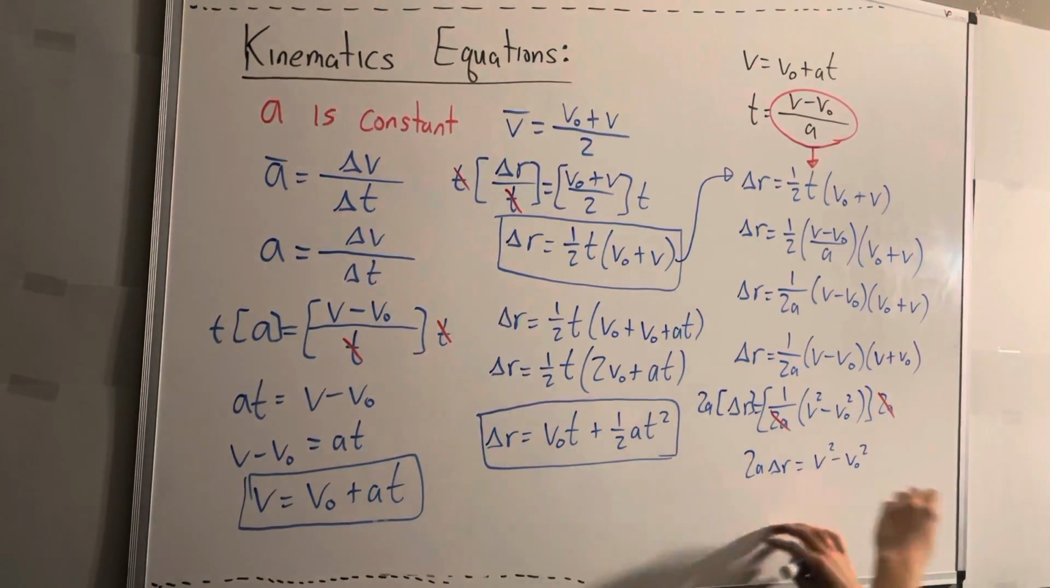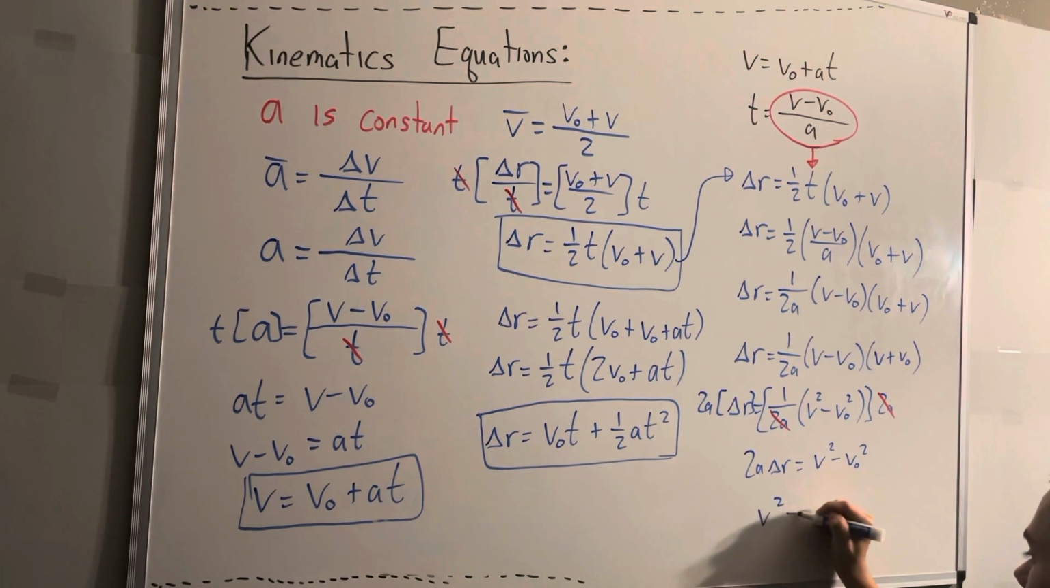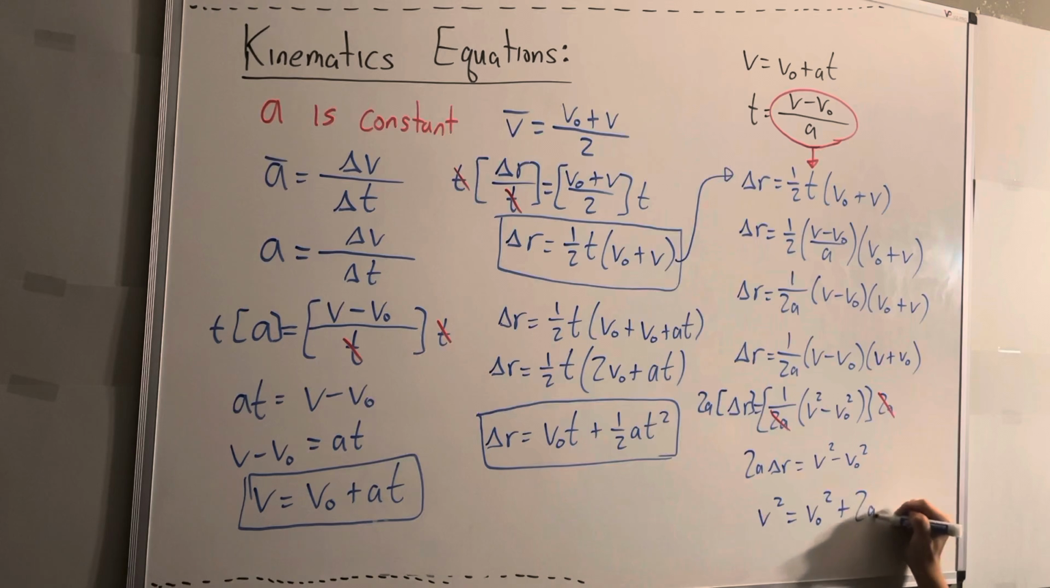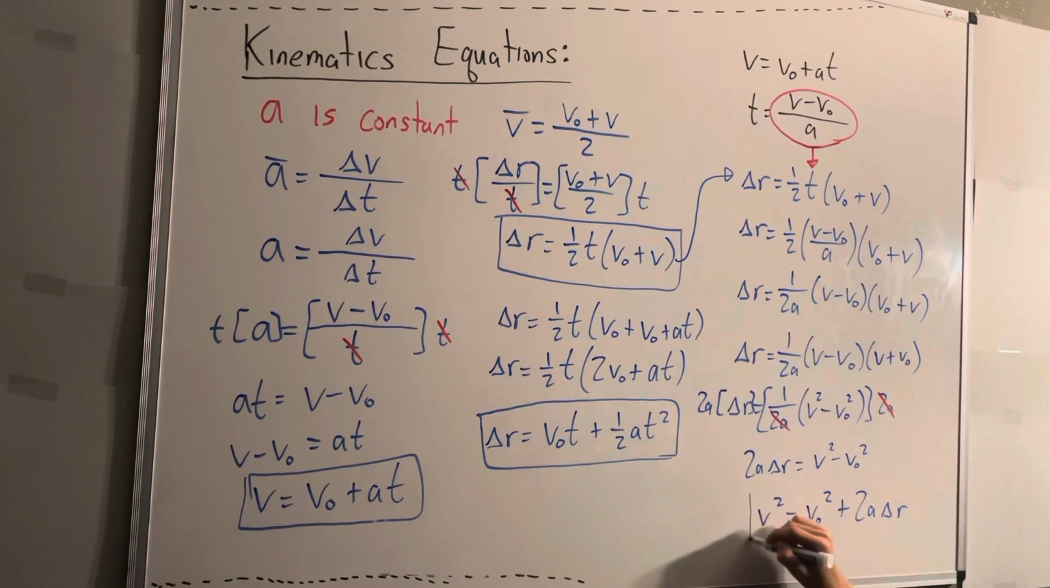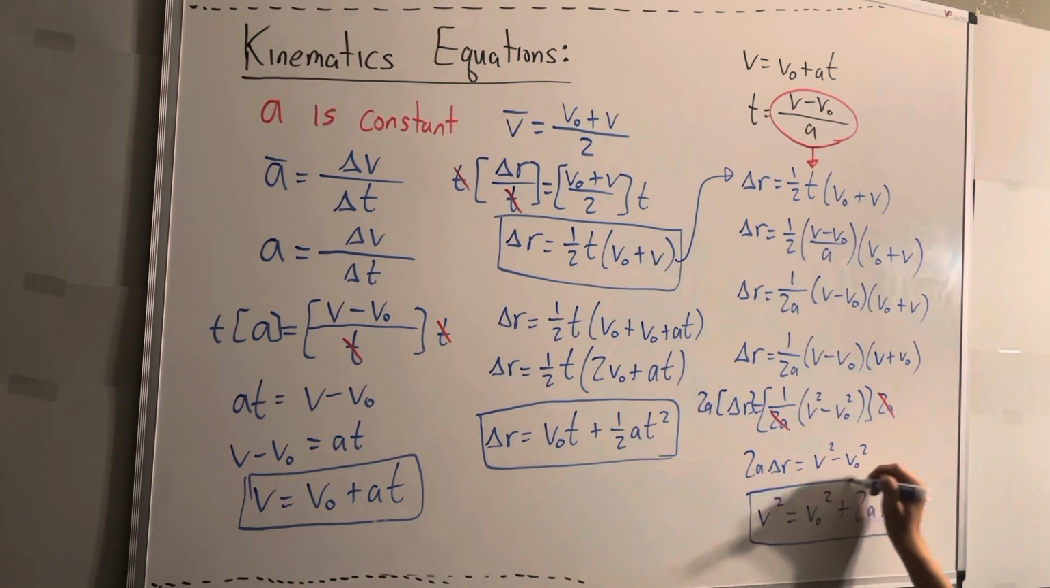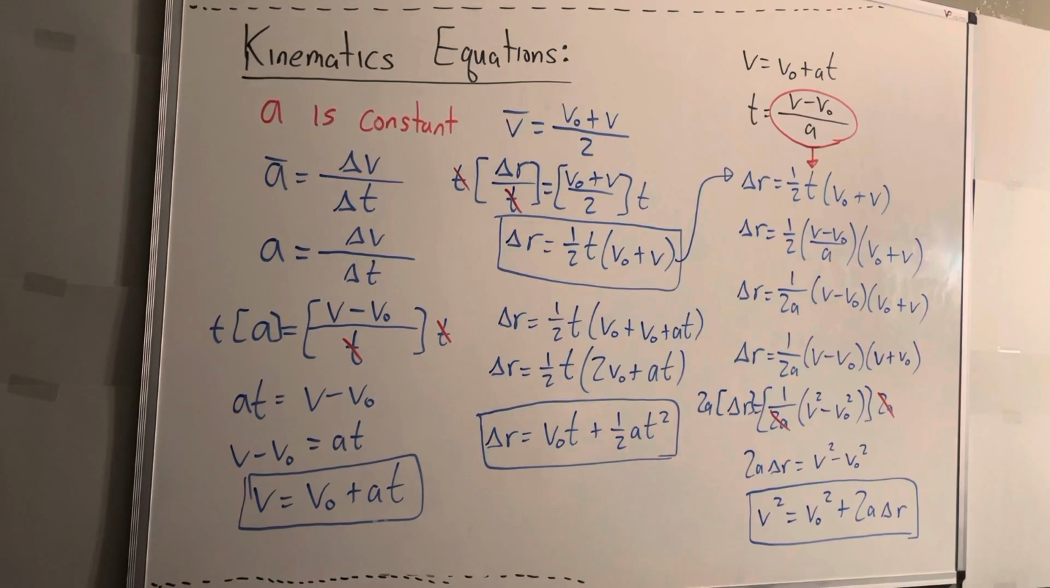Basically just rearranging this, it's pretty easy to rearrange. We could say that v squared is equal to v sub 0 squared plus 2a delta r. And so as you can see, we have now derived the fourth kinematic equation. And it doesn't contain time in it, and we know about this one.